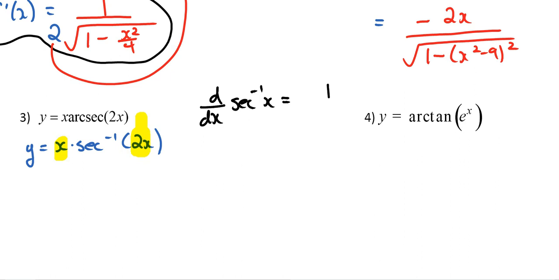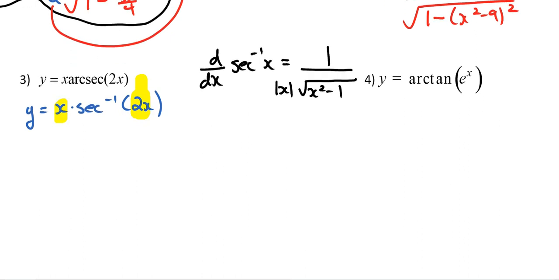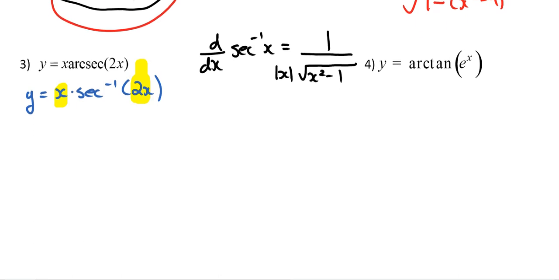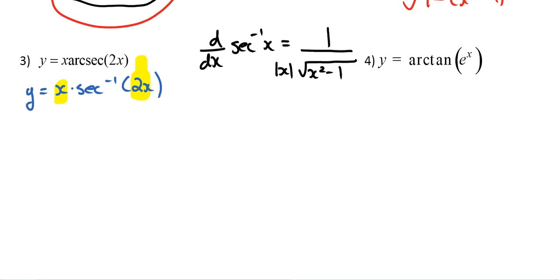Okay, so if you went to your reference sheet, the derivative of secant inverse, this is the proof that we just did in the previous page. This is 1 divided by the absolute value of x times the square root of x squared minus 1. Okay, so that's the derivative of the inverse of secant x. Let's go ahead and apply this to the problem here.